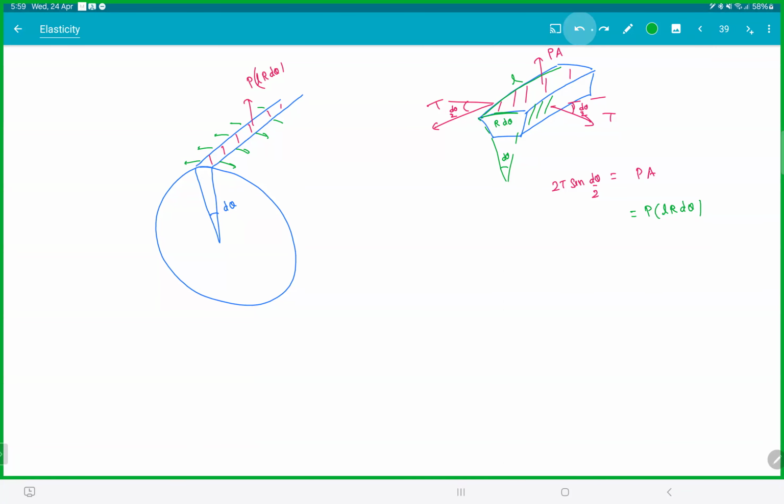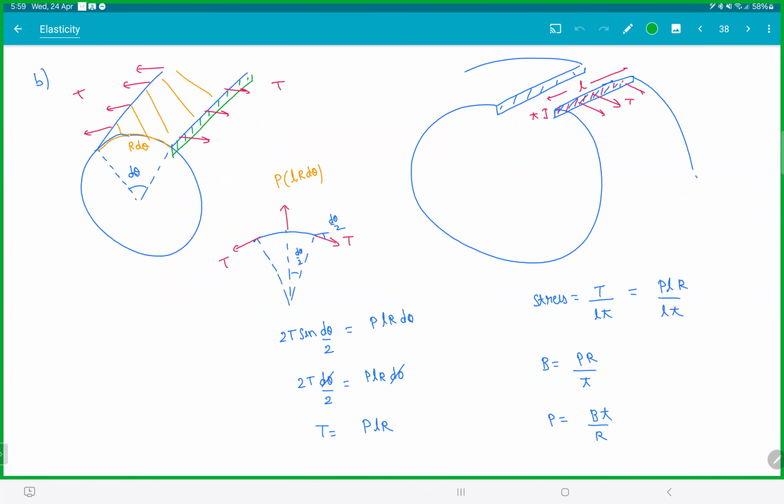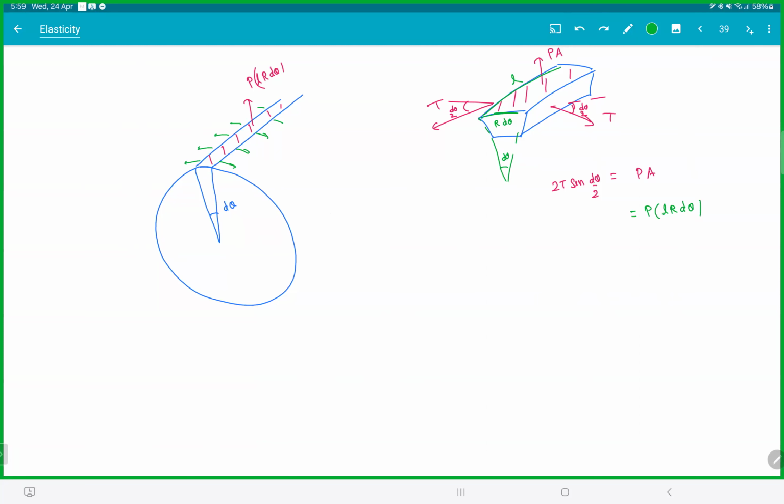Clear? Yes, sir, clear. Cylinder is a good one. Remember how to do these. Maybe this is a better diagram, I guess. Does anyone else have a confusion on this?